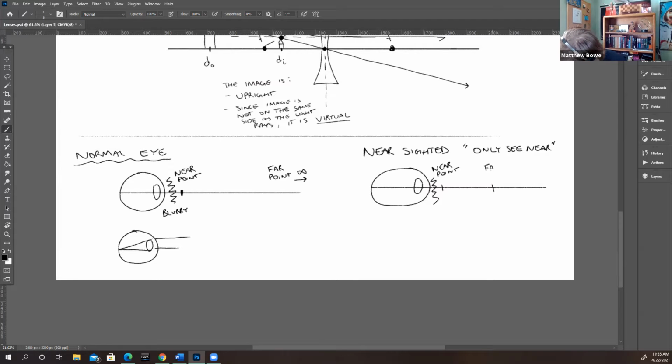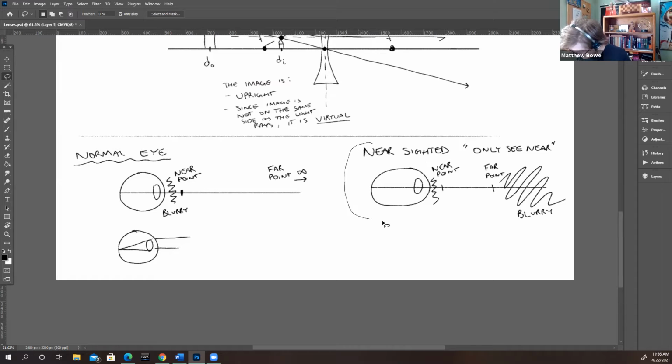So now that is their far point. It's not at infinity anymore. So anything past that is blurry. So they have this very narrow range that they can see within. And the far point is different for each person with nearsightedness, because everyone's eyes are physically just different shapes.